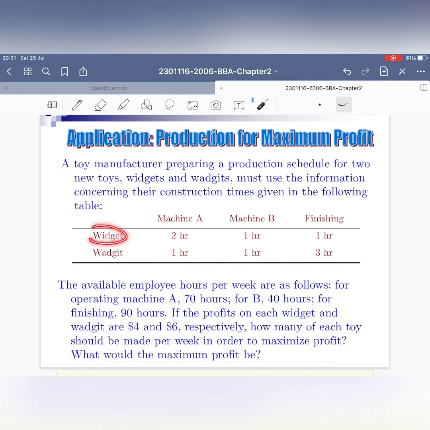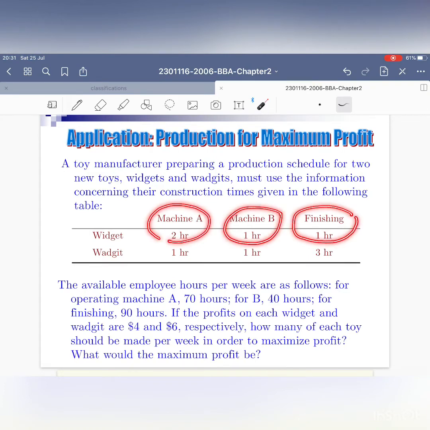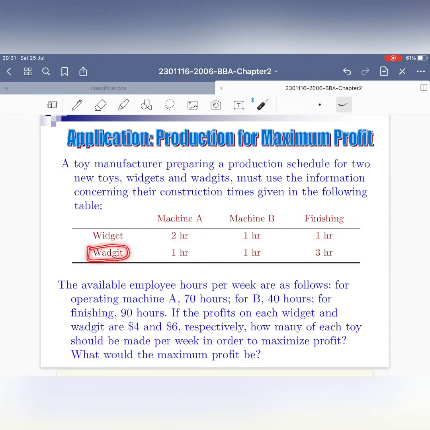The first toy, let's call the widget. For one unit of your first toy, you are going to operate machine A for 2 hours, machine B for 1 hour, and finishing for another 1 hour. For the second toy, the widget, you are going to use 1 hour for machine A, 1 hour for machine B, but 3 hours for finishing.